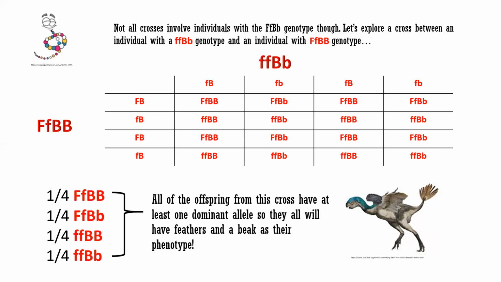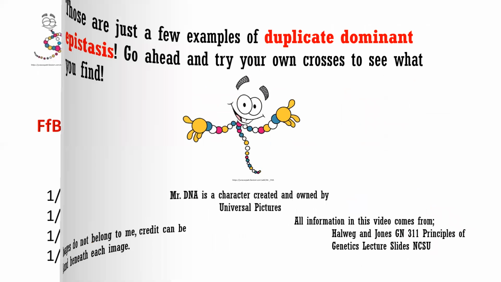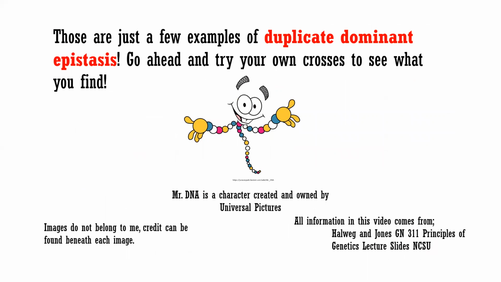All of these offspring from this cross have at least one dominant allele, so they will all have feathers and a beak as their phenotype. This just illustrates how difficult it can be to determine genotypes from an animal's phenotype. These are just a few examples of duplicate dominant epistasis. Go ahead and try your own crosses and see what you find.